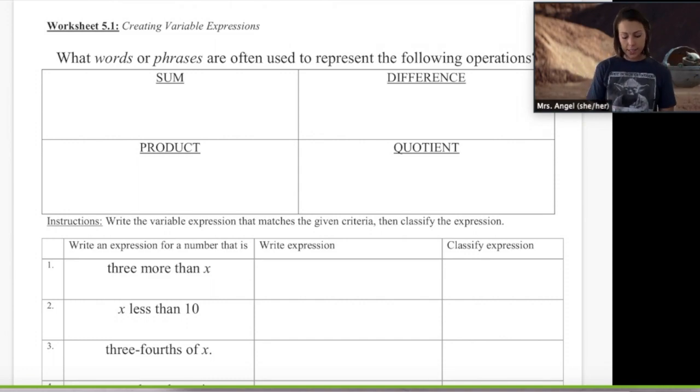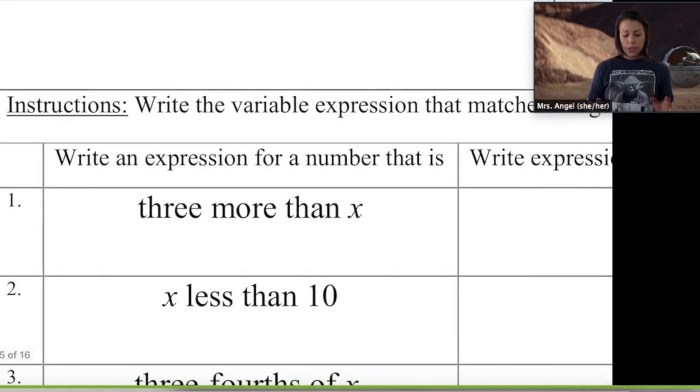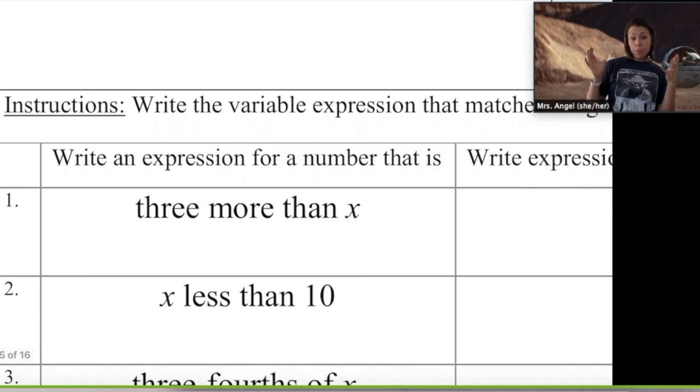So to find this, we're going to look at some examples. The word or phrase that represents the operation or the expression is basically everything outside of the number and the variable. So in this one, I see 3 more than x. So 3 obviously represents the number 3, and x represents the variable. So what are the other words here? The words here are more than.